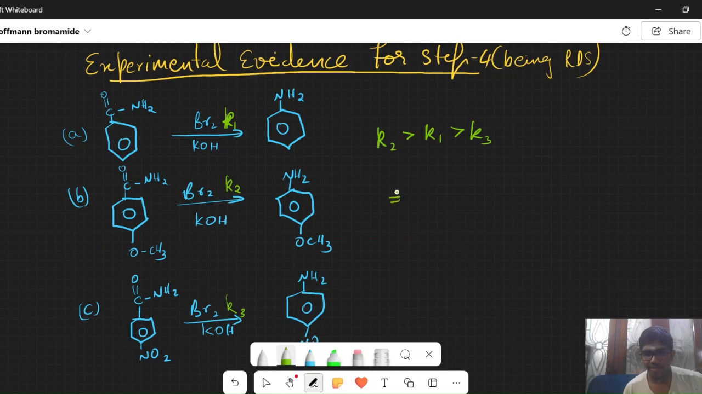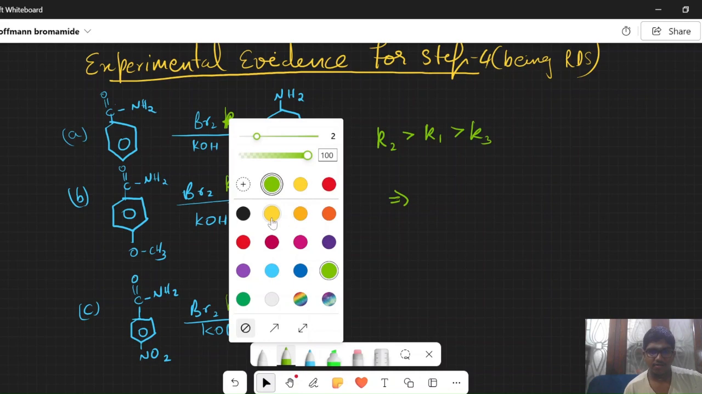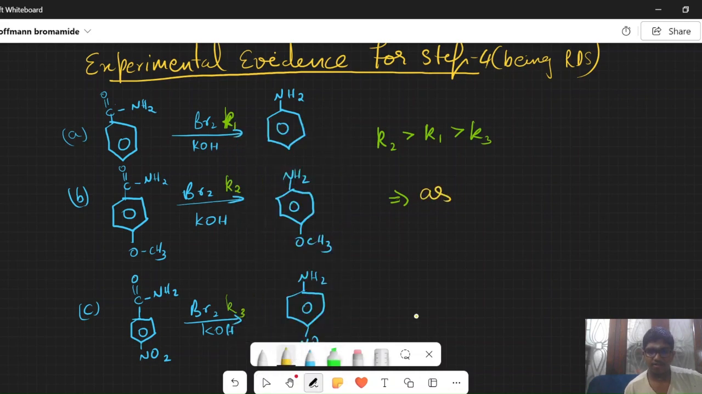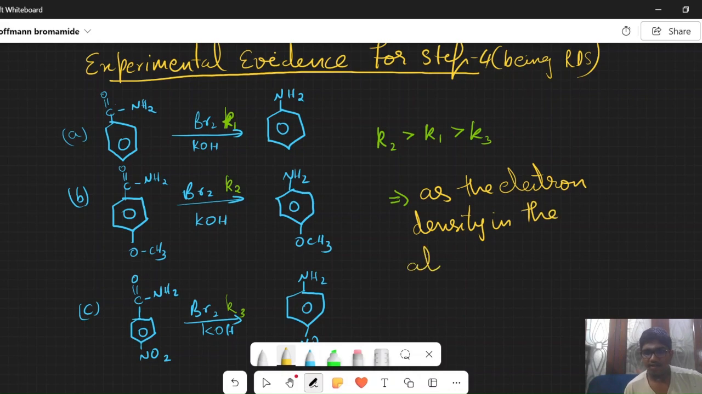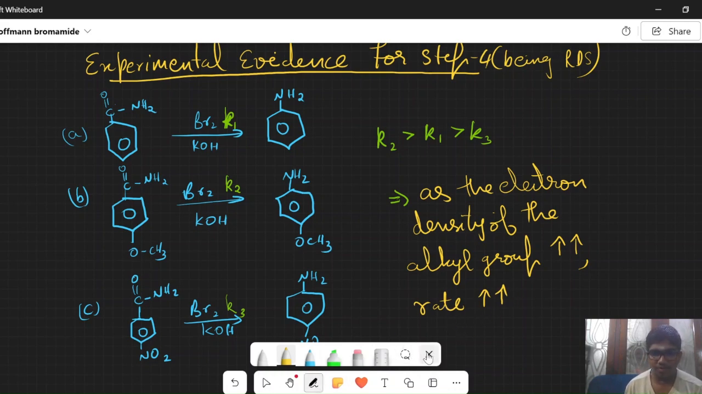So I'll write it here, implies as the electron density in the alkyl group increases, the rate increases. This implies, let me move.